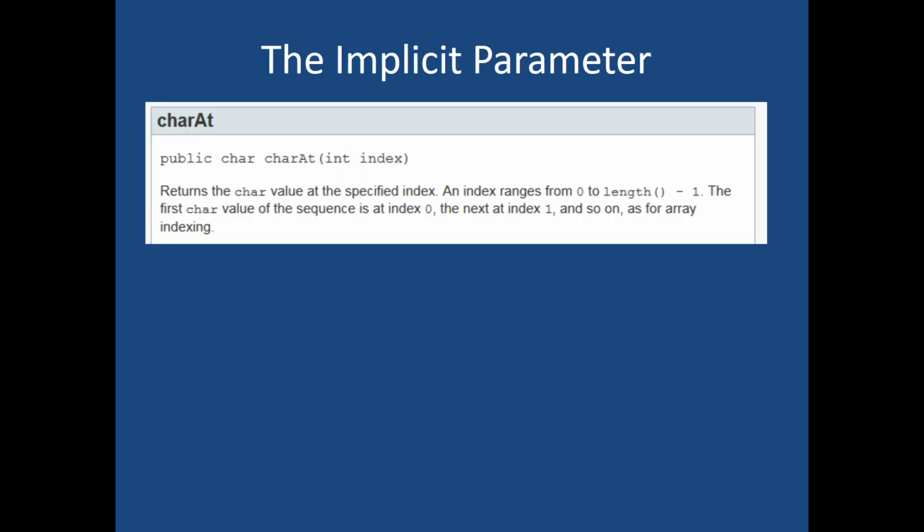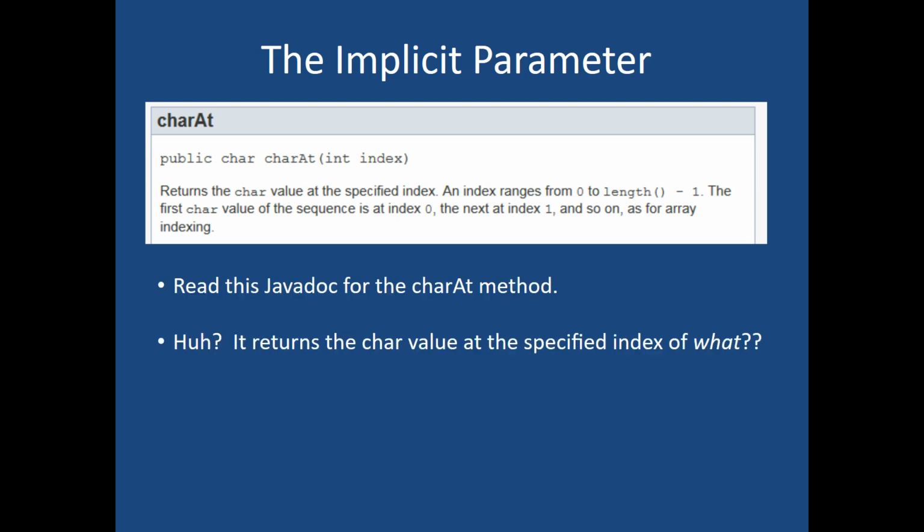So let's look at the documentation for charAt. It says, returns the char value at the specified index. Index ranges from 0 to length - 1. Okay? It says it returns the char value at the specified index. At the specified index of what? Right? It just takes an integer as a parameter. How does it know which string we're asking for about the index? It doesn't. The parameter does not show up in the list.